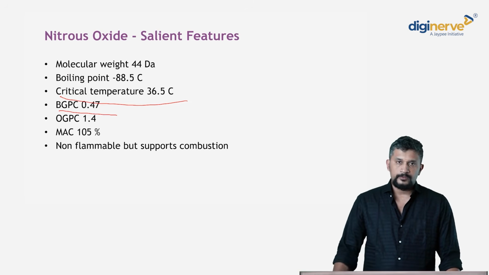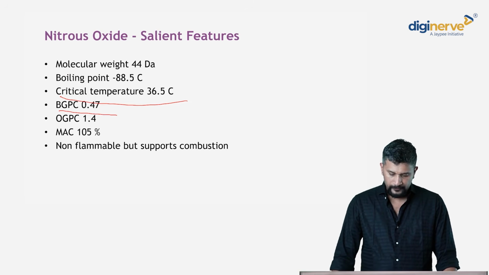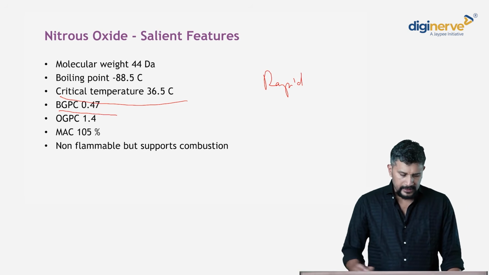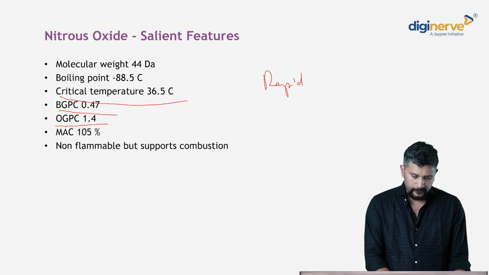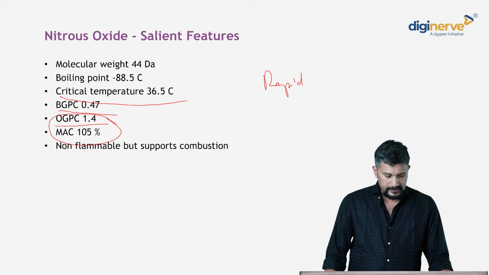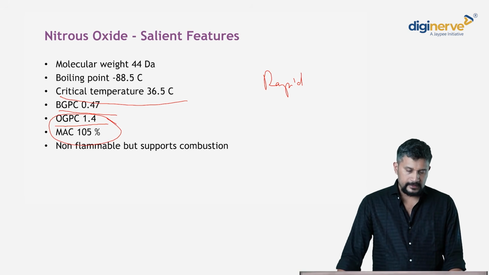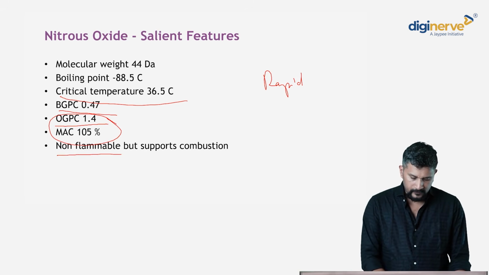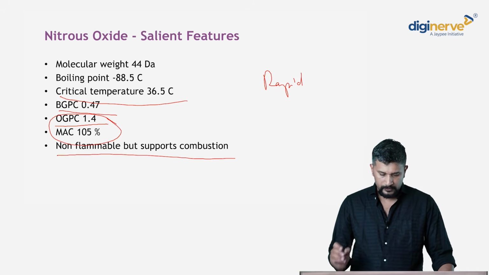Blood gas partition coefficient, which is quite low at 0.47, making it a very rapid acting drug. It has an oil gas partition coefficient of 1.4, therefore it is very low in potency as compared with other volatile anesthetic agents. It has a MAC value of 105. It is non-flammable, but it does support combustion.